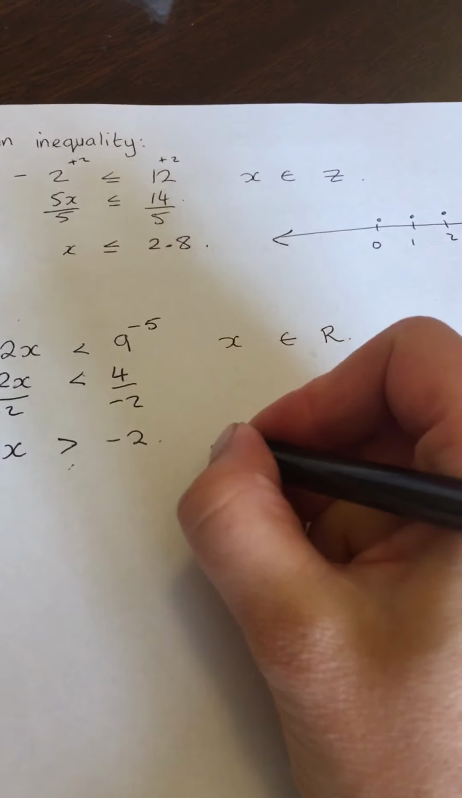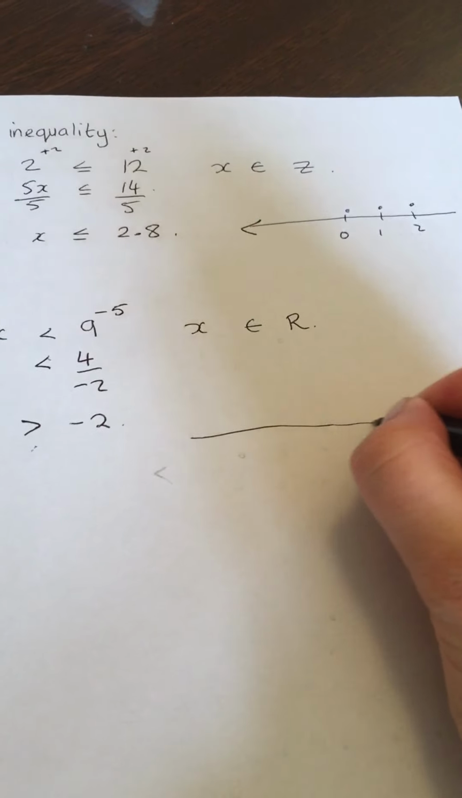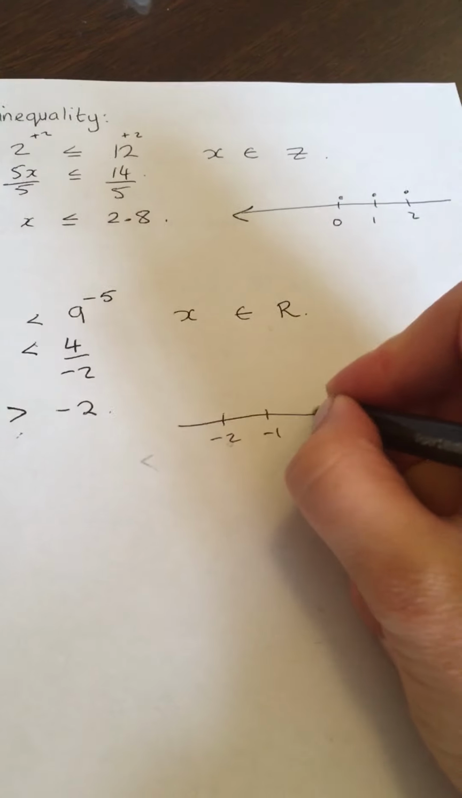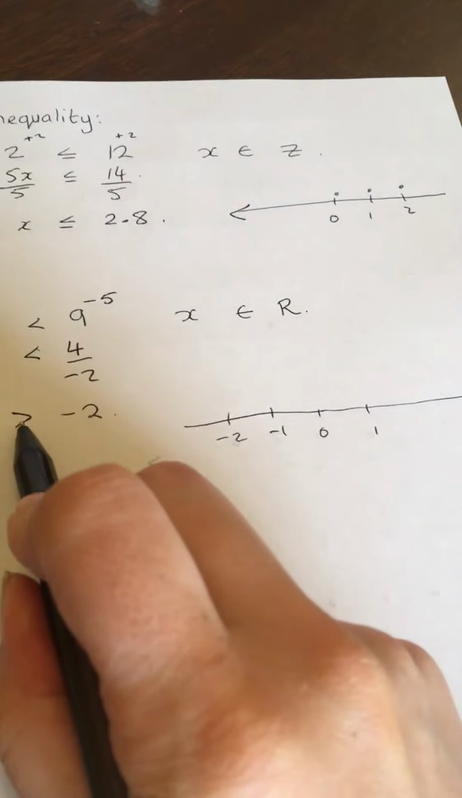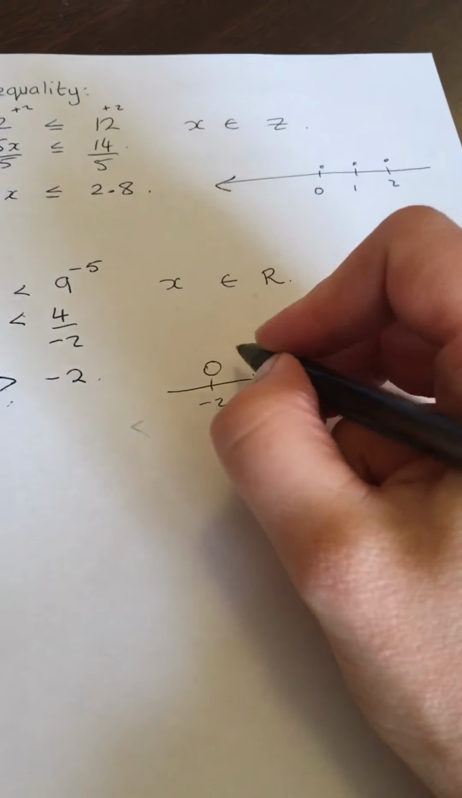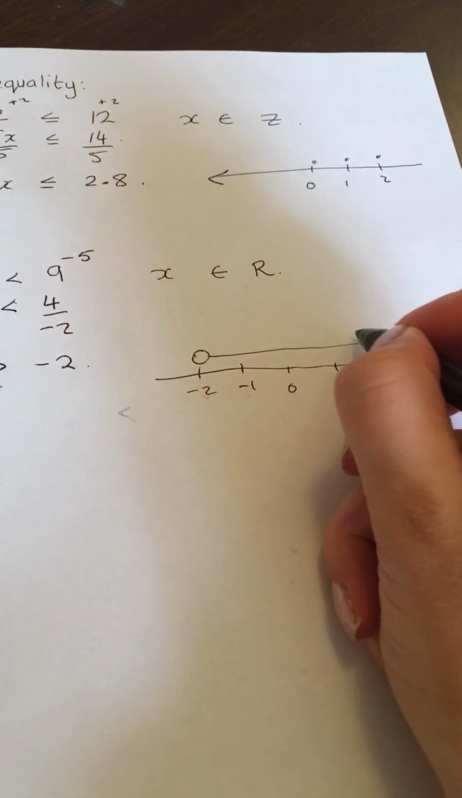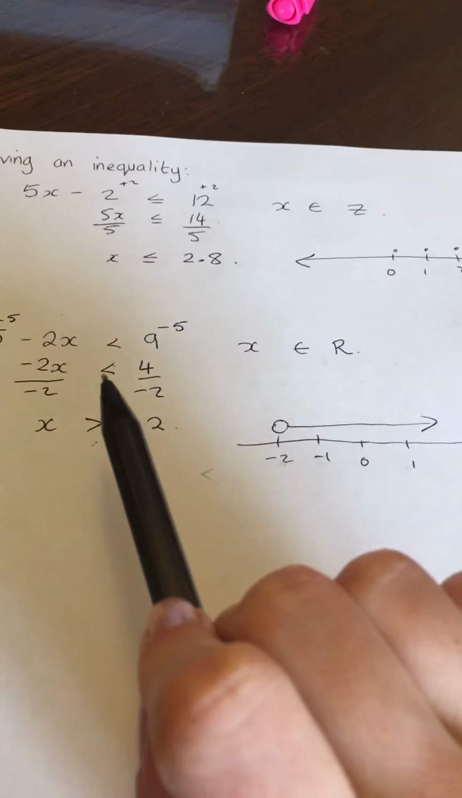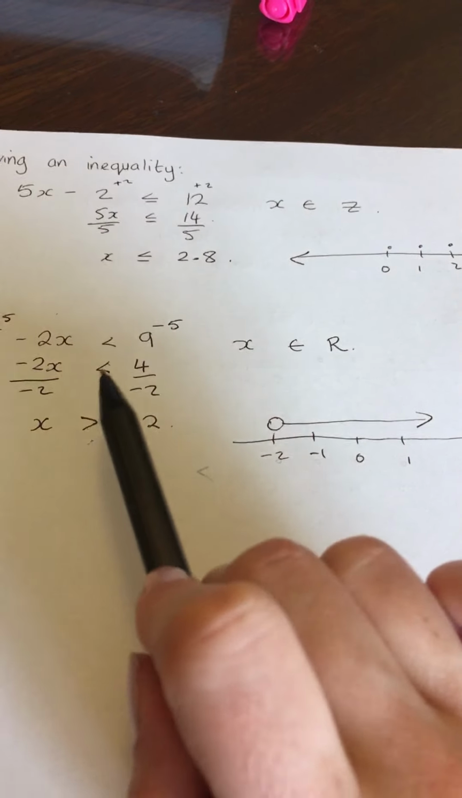So we know that x is an element of R, so it's going to get a continuous line. So -2, and it's greater than, so it's going to the right. So because it's greater than and not equal to, we put an open circle on -2. Because it's greater than, the arrow is going to the right. Okay, so that's the answer to that one. So as I said, the most important thing there is that when you're dividing by a negative, the direction changes.